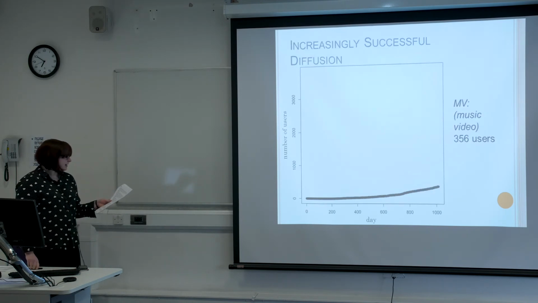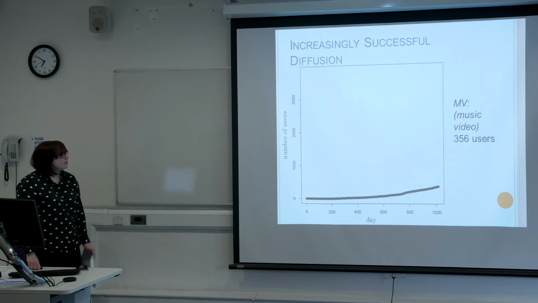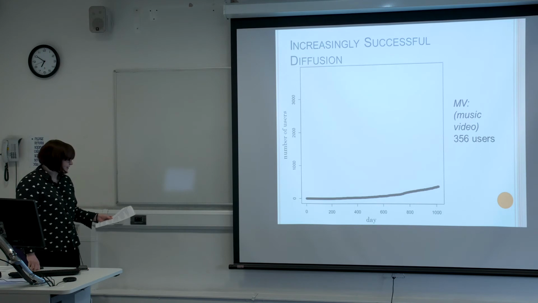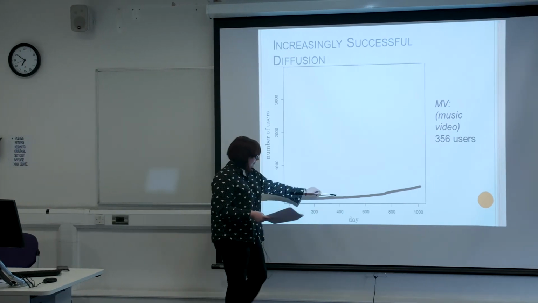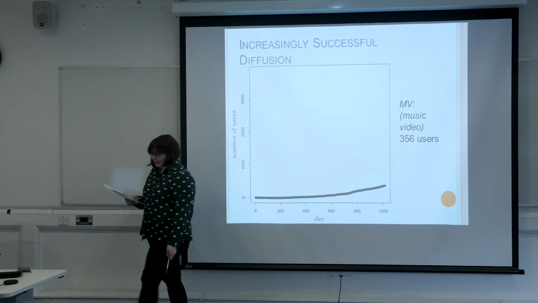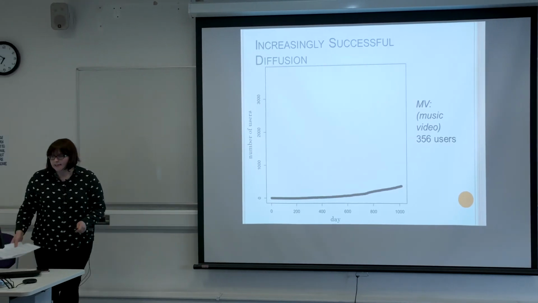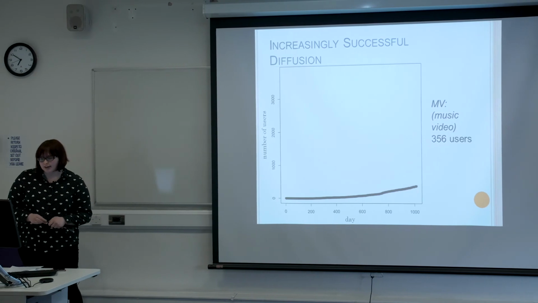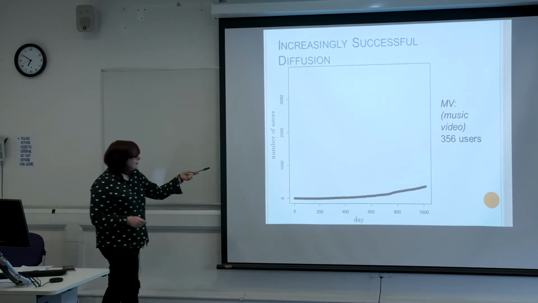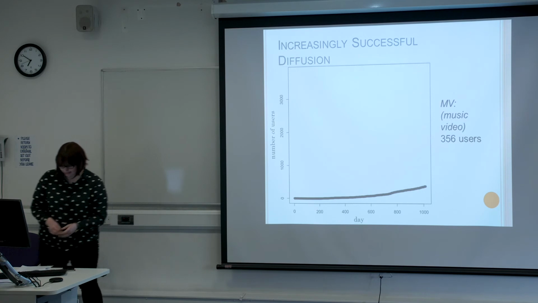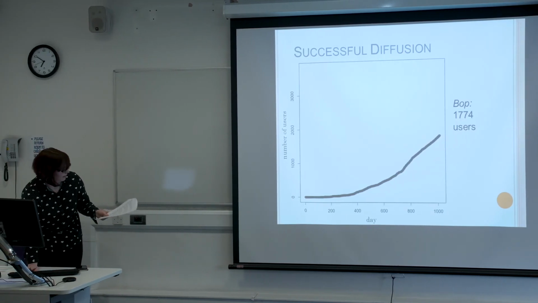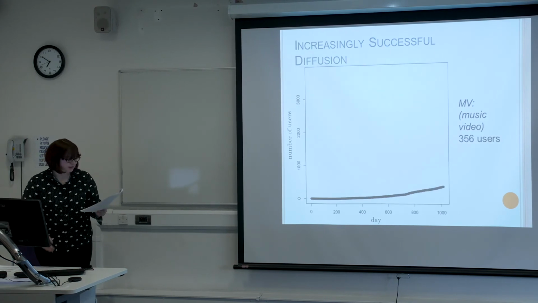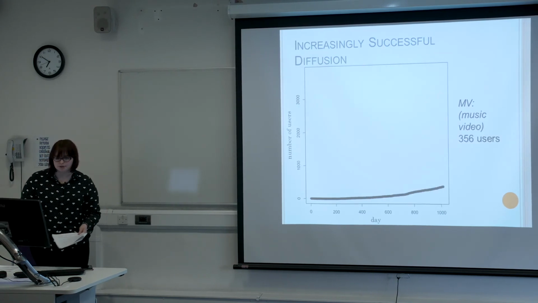Meanwhile, the abbreviation "MV", which is used on the site to refer to music videos, has spread to a more modest 356 users. However, we can see that MV is a relatively recent emergence, and the speed at which it is spreading throughout the community is actually still increasing in frequency, having had a notable spike at around day 750. Therefore, although it's not quite as successful as bop yet, we can classify this as a word which is still actively diffusing throughout the community.